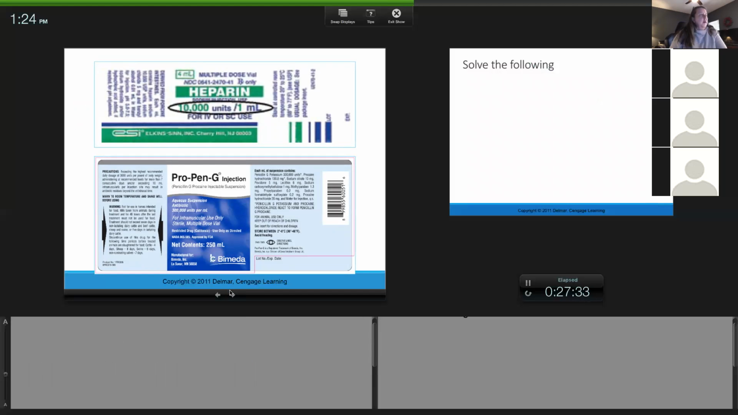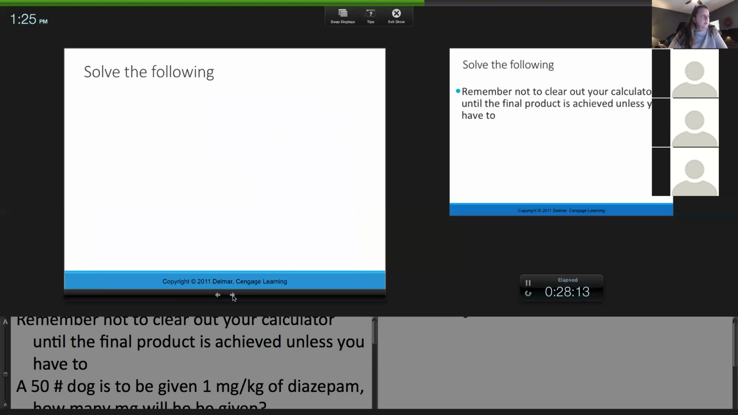There are a few drugs that come in units. Here's heparin, which is 10,000 units per 1 mL. So when you look up a dose of heparin, it's going to tell you how many units per kilogram, but then you're going to be giving mLs. Pen-G, a commonly given antibiotic, is right on here, 300,000 units per mL. It's another drug that is units per mL instead of milligrams. And you would record units when you put this in the patient chart; you would write it as units.